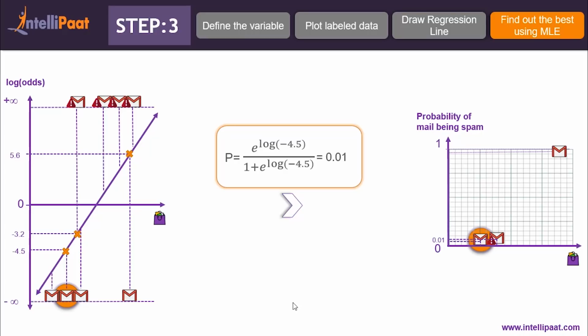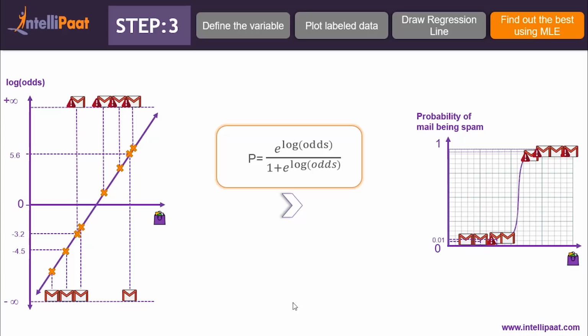For this mail, after projecting onto the regression line, we get the log odds value as minus 4.5. Putting minus 4.5 into the formula, we get the probability as 0.01. So the prediction for this mail is not spam, which is the same as actual, right? Again, we plot this mail onto the graph. Similarly, you can repeat this step for the rest of the emails as well. And finally, we get the S curve up here. So this is our regression curve.